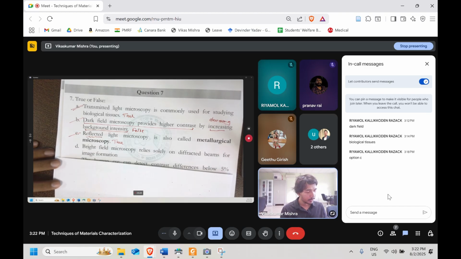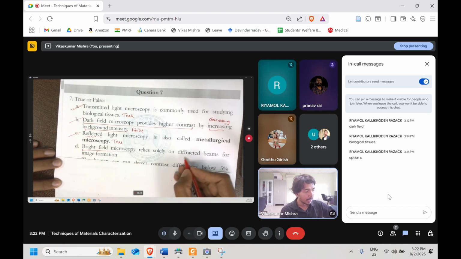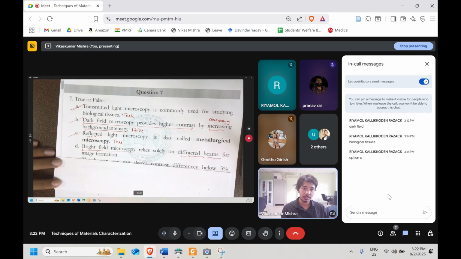Now let's go to the next one. Bright field microscopy relies solely on the diffracted beam for image formation. Bright field microscopy, it will rely on the diffracted beam. Is it true or is it false?